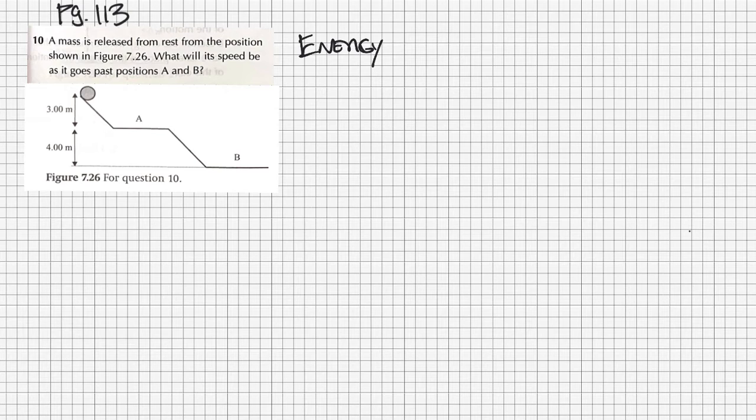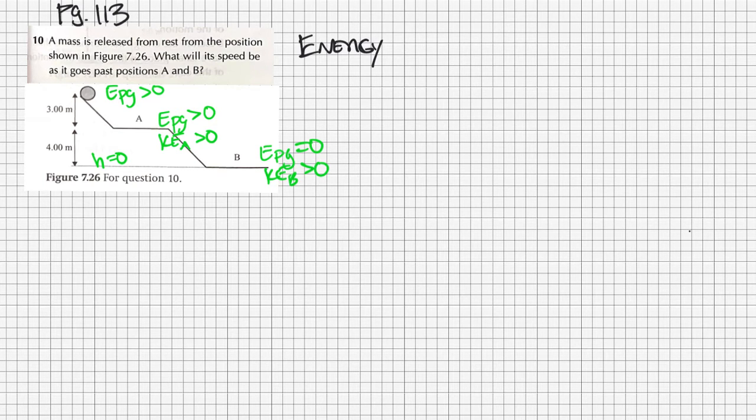At the very top, we're going to say it has just potential energy due to gravity. At A, it's going to have also potential energy due to gravity, but less than it does initially. As well, it's going to have some kinetic energy at A. And then at B, it's going to have zero potential energy due to gravity, because we're going to say this is our height of 0 down at the bottom. And then it's going to have some kinetic energy greater than 0.